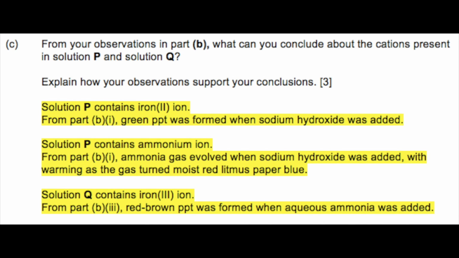And when you see the evidences, again, there is the part of the question, there is the observation that is made, as well as the description of the test. So if we look at the ammonium ion, we have to be very clear in our evidence where we say part B, part 1, ammonia gas evolved when sodium hydroxide was added with warming as the gas turned moist red litmus paper blue.